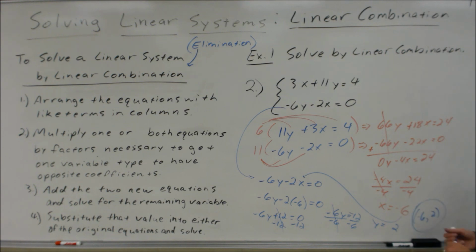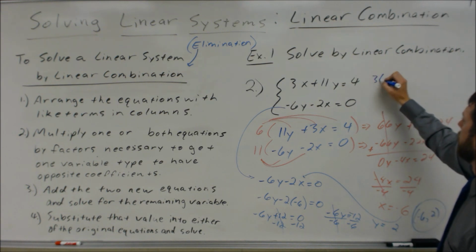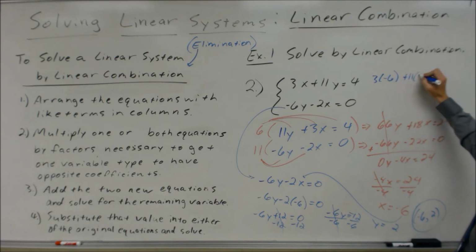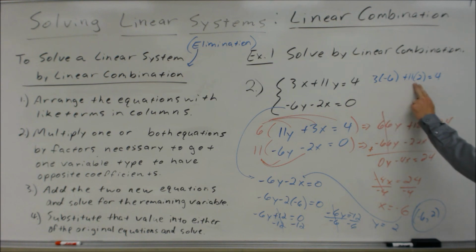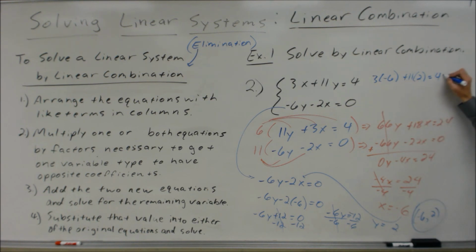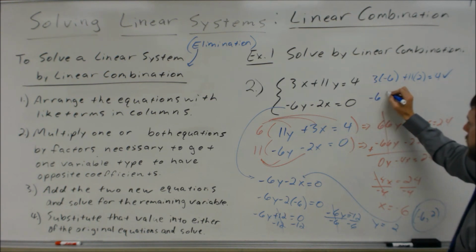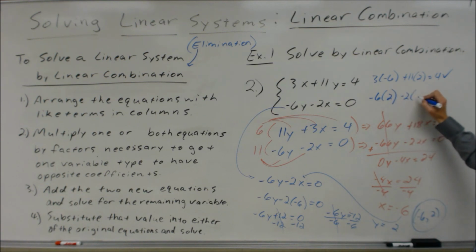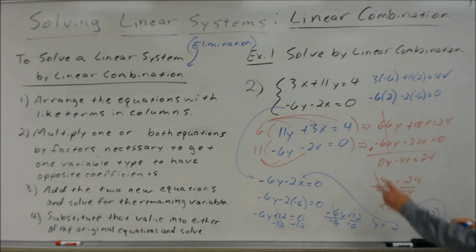We can go through and check. Always go through and check. 3 times x, which is negative 6, plus 11 times 2. Does that equal 4? Negative 18 plus 22 equals 4, so that's a check. Negative 6 times my y-coordinate, which is 2, minus 2 times negative 6, does that equal 0?